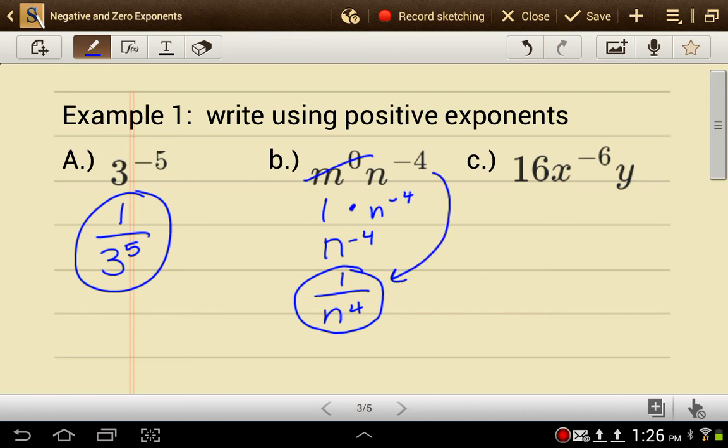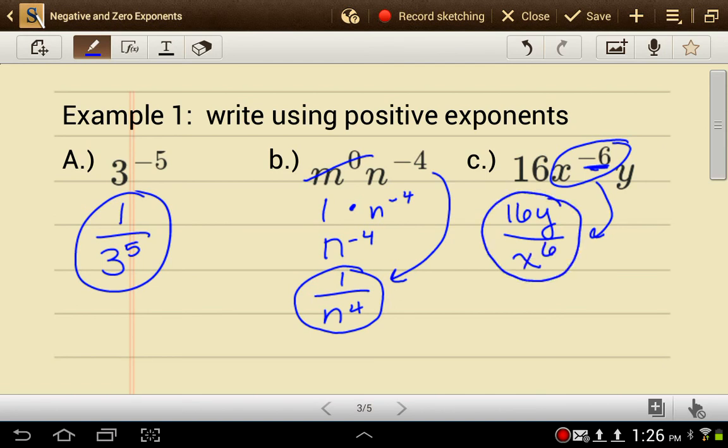Now for c, I have a lot of parts here. Not all of them have negative exponents. The 16 does not, so that stays in the numerator. The y does not, that stays in the numerator. However, the x to the negative 6, there's my negative exponent, that moves down to the denominator. So that's going to be 16y over x to the positive 6th power. So that's how you do that.